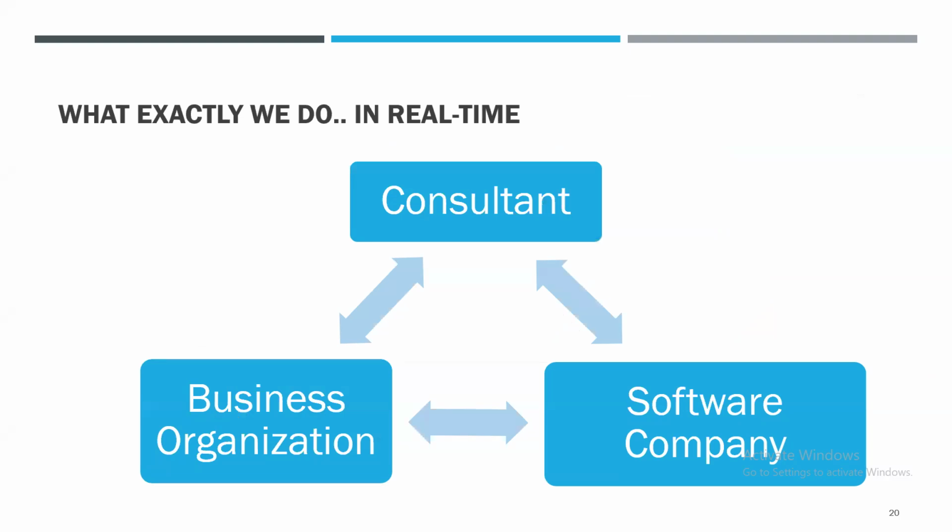If you join a company, there is a software company and there is a business organization. Let's say Tata Motors is a business organization, and Accenture is a software company. In a software company, we have an Oracle Fusion practice. I have joined Accenture as a functional consultant. Accenture will provide functional services or application maintenance services to Tata Motors.